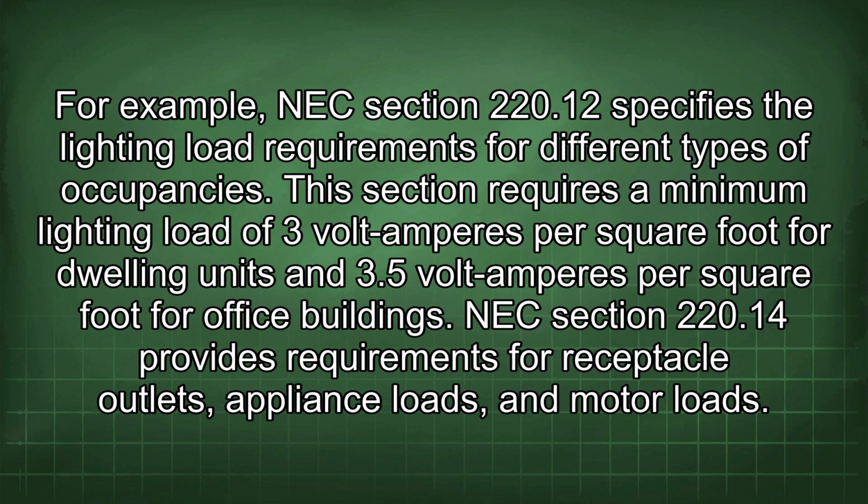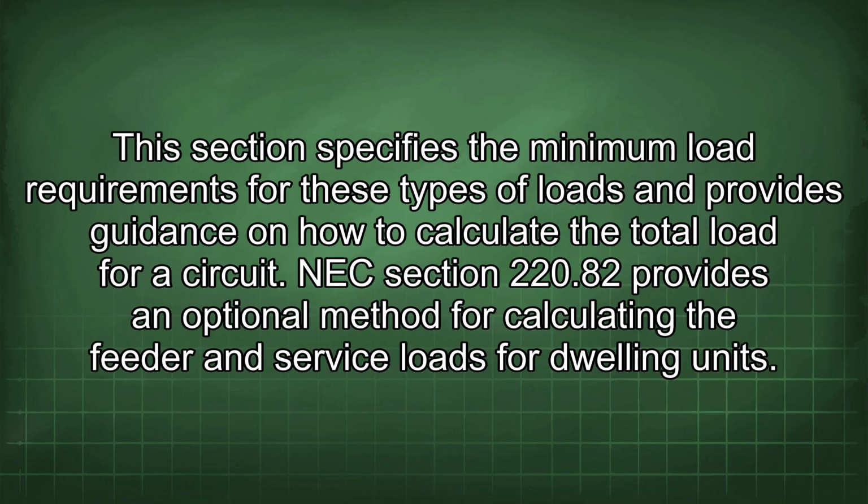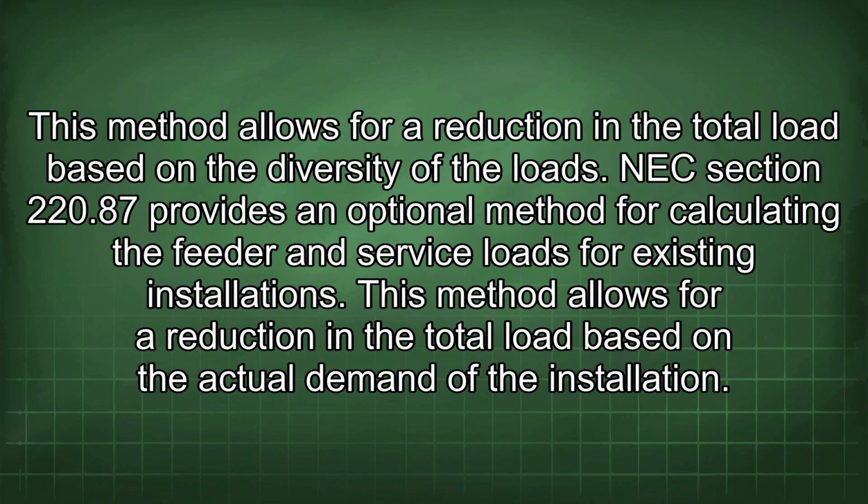NEC Section 220.14 provides requirements for receptacle outlets, appliance loads, and motor loads. This section specifies the minimum load requirements for these types of loads and provides guidance on how to calculate the total load for a circuit. NEC Section 220.82 provides an optional method for calculating the feeder and service loads for dwelling units. This method allows for a reduction in the total load based on the diversity of the loads.